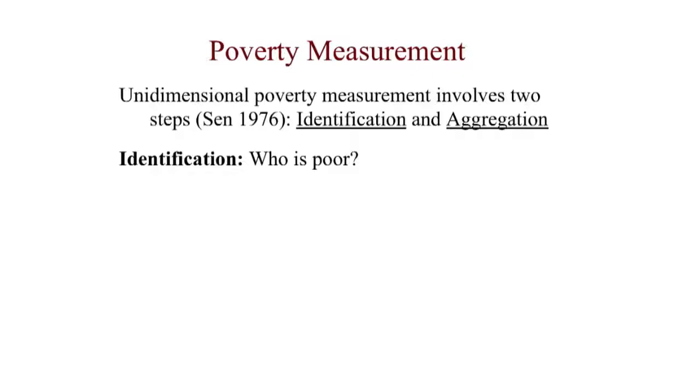So identification basically asks who is poor. You should be able to say this is poor and this is not, because when you have this distribution and you are focusing on the base of the distribution, you should be able to say what is the borderline, who are these people at the base, who are not at the base. So that's called identification of who is poor.